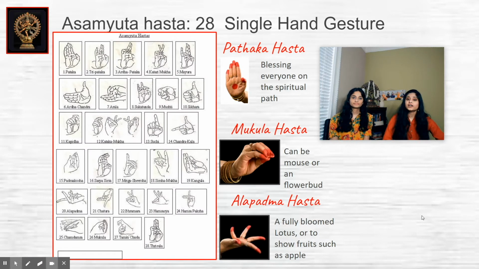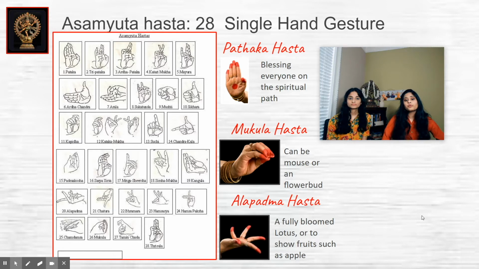So we talked about the Asamyukta Hastas last time. If you remember, they're single-handed gestures. And we specifically talked about the Pataka, the Mukula, and the Alapadma. And last time I forgot to mention that these hastas can be treated as sign language. So in sign language, we use different hand movements and patterns to represent different objects or actions. And in that way, hastas also represent different objects or actions based on the different hand gestures.